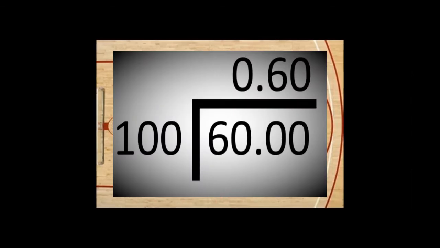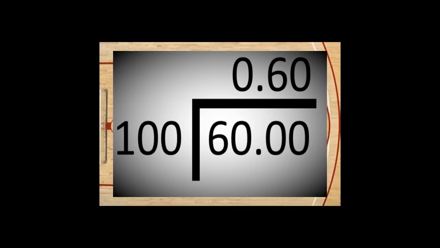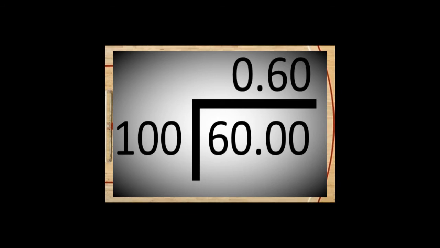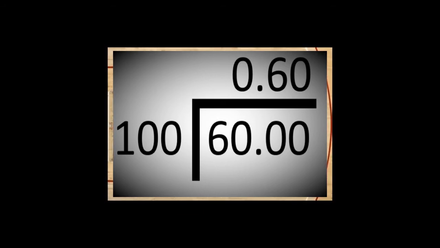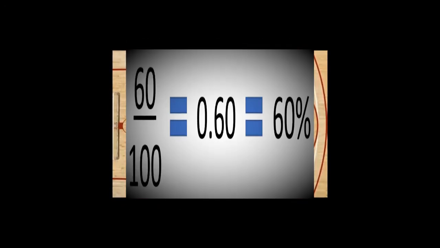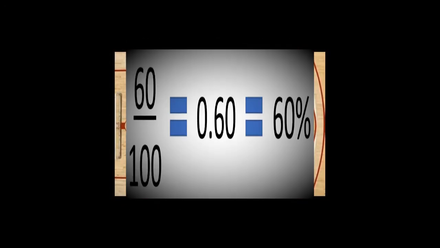We can change the fraction to a decimal by dividing the numerator by the denominator. 60 divided by 100 equals 0.60, or 60 hundredths, and 60 hundredths becomes 60%.